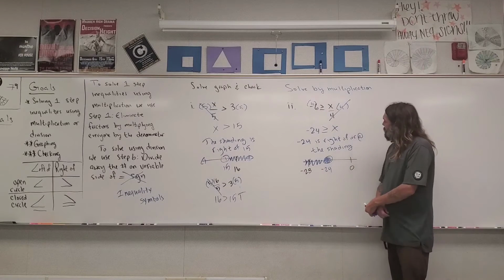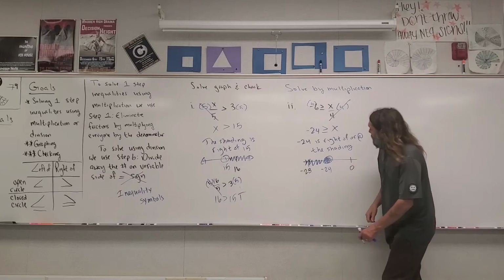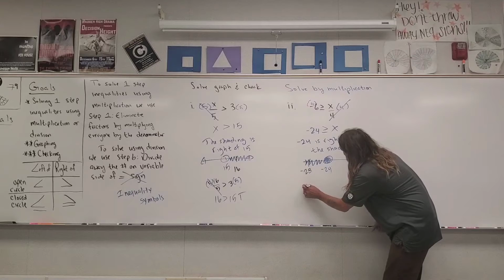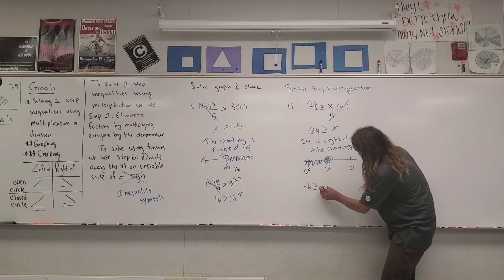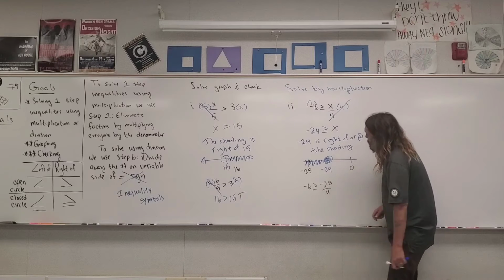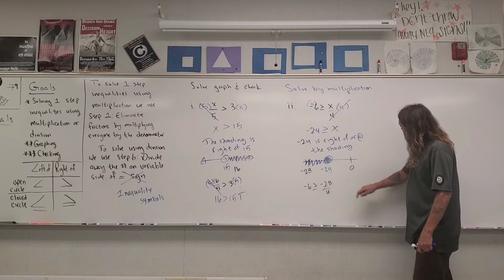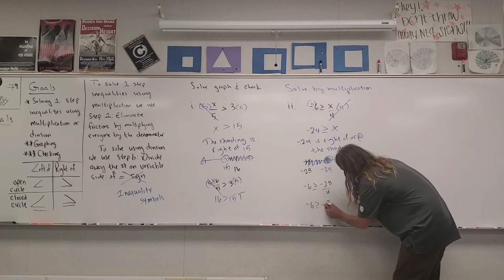So I'm going to plug negative 28 into my x value and we're going to see if this is true. Alright, so I get negative 6. Is that to the right of or at negative 28 divided by 4? Well, 4 goes into negative 28 negative 7 times. So is negative 6 right of negative 7?